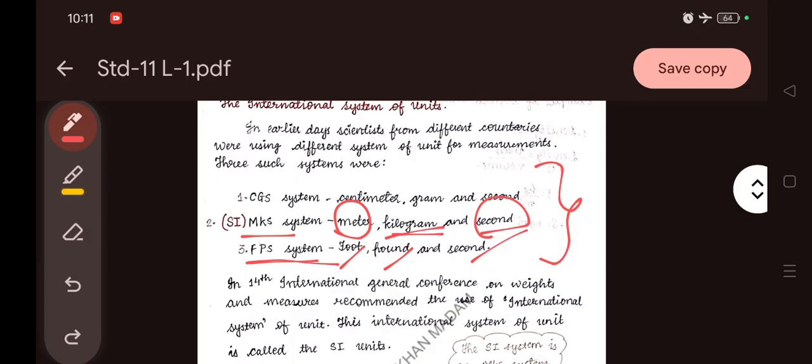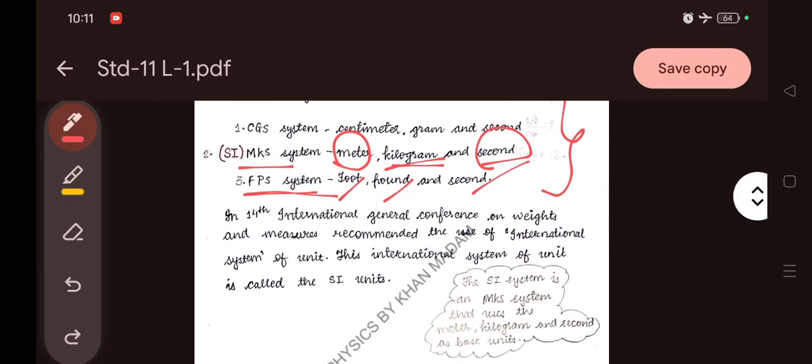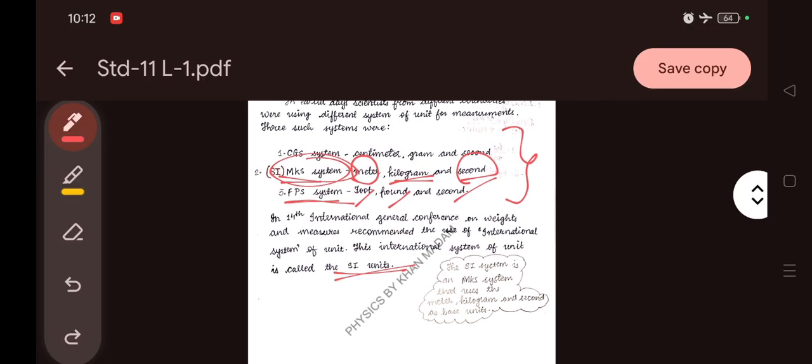But for international level, the 14th International General Conference on Weights and Measures recommended the use of International System of Units, and this International System of Units is known as SI unit. And what is SI unit? SI unit is basically a system of units which is universally accepted, and SI unit is nothing but the MKS system, that is meter, kilogram and second system. So if someone asks you what the SI system is, it is nothing but the MKS system, which is meter, kilogram and second. Now we know why the MKS system at global level.